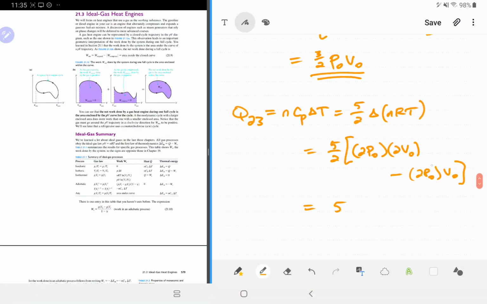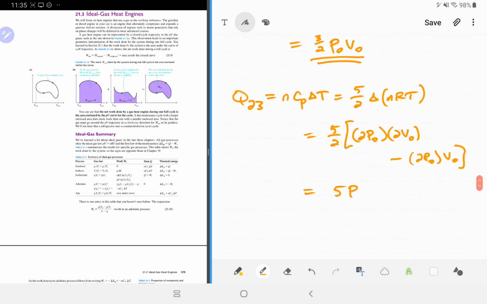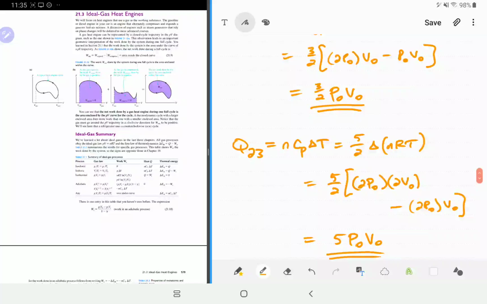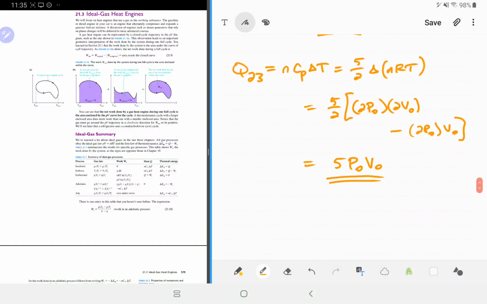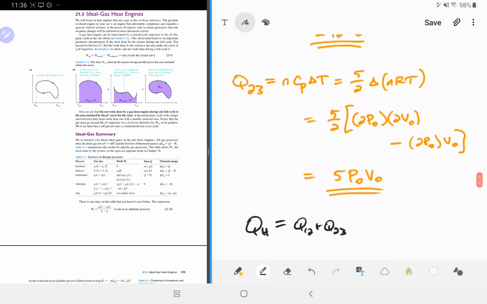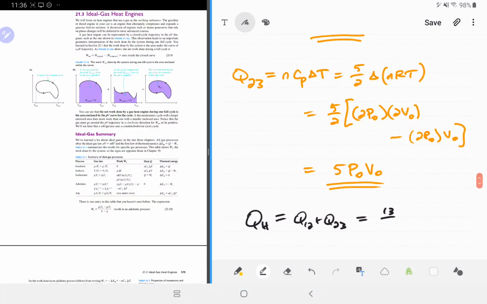But this one, there is a factor of 2 in the square brackets, so you get 5 P naught V naught. Okay, so both of these pieces need to add together to give us QH. So maybe going back now to QH. QH are all the Q's that are positive. So in this problem, it's 1/2 plus 2/3 is 5, plus 3/2 is 13/2 P naught V naught.